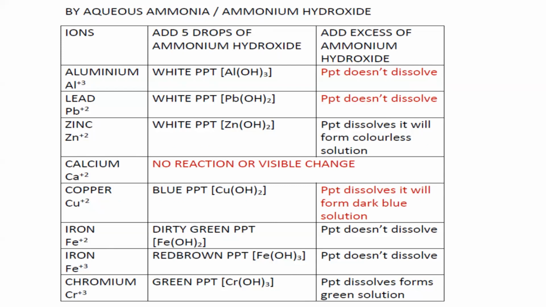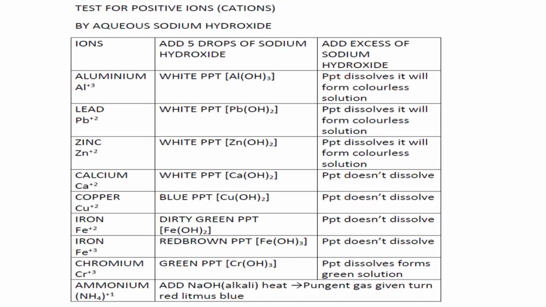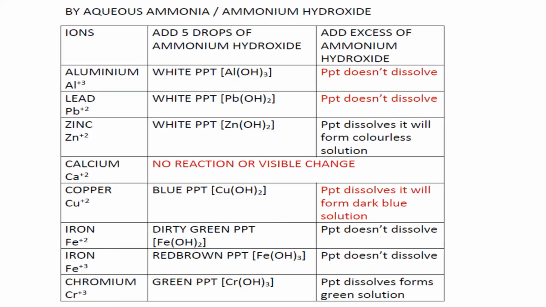With copper, when we add aqueous ammonia, it will be a blue precipitate which dissolves in excess to give a deep blue, royal blue, or inky blue solution. With iron 2, a dirty green precipitate does not dissolve; iron 3, a reddish brown precipitate does not dissolve; and chromium gives a green precipitate that dissolves to form a green solution. So the only differences between the two tables are what I mentioned in red.